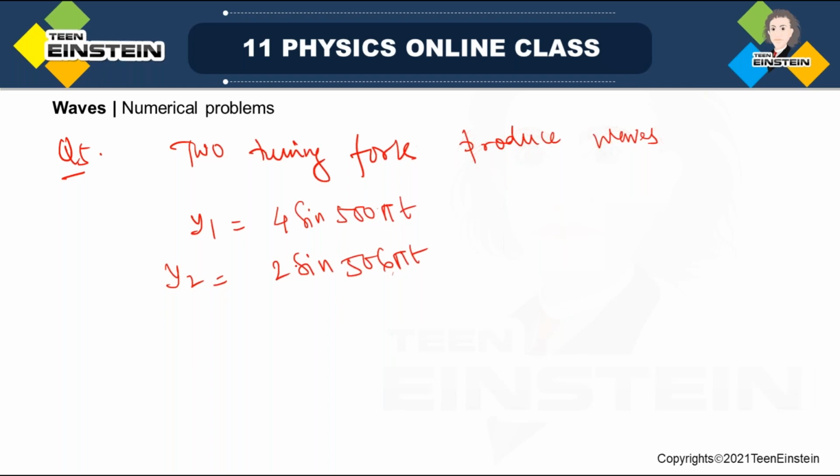You have to find out the number of beats produced per minute. So find out how many beats will be created. See, here you have to first of all understand the format given here. In which format is it given? First of all, you have to write that down, and then we proceed.